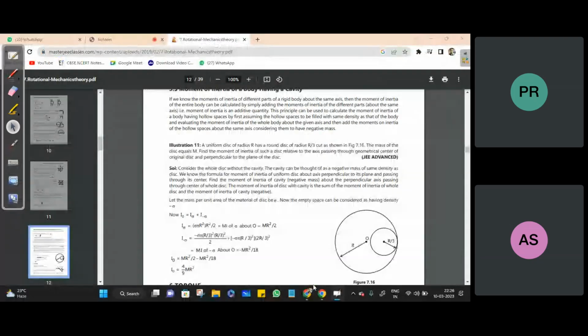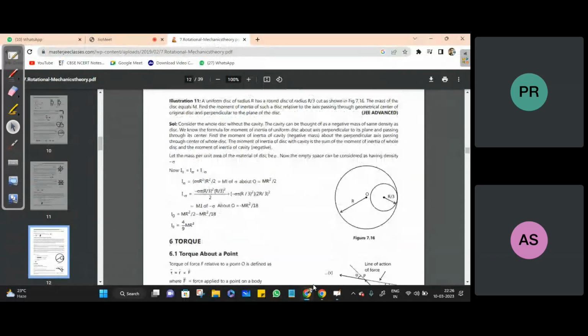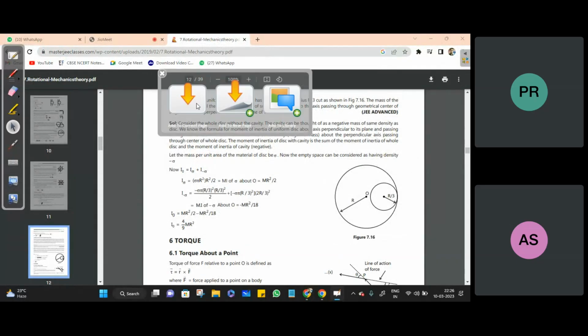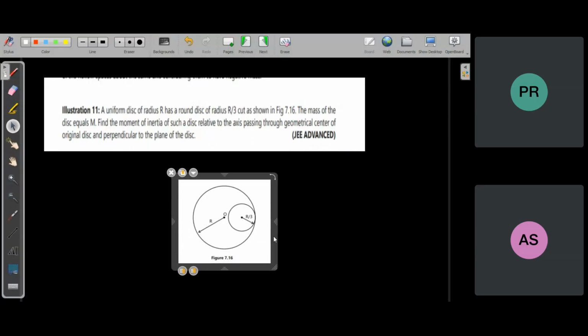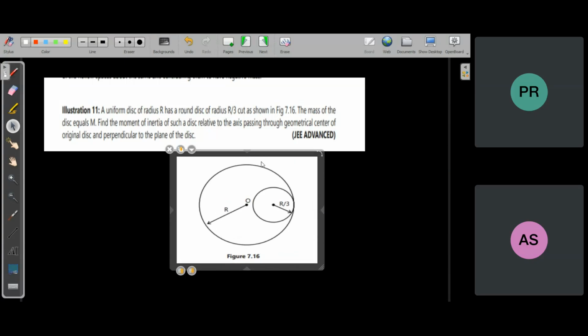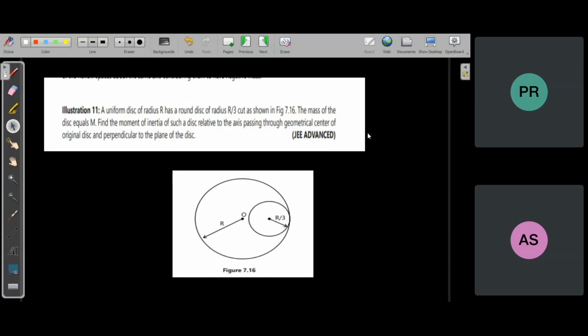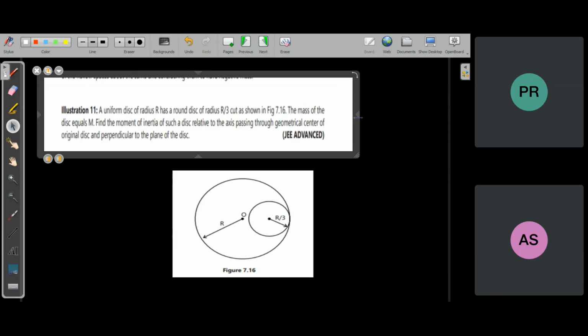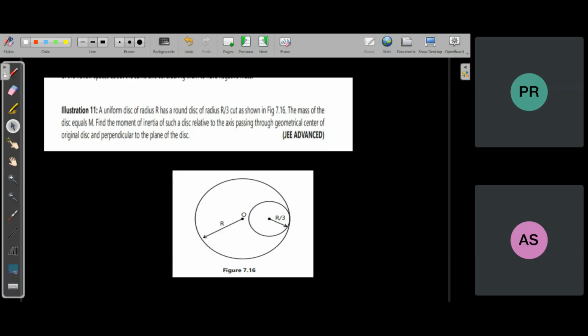In the question, there is a diagram given, so I am adding that diagram also. So this is the diagram, question and diagram. Try it quickly, roughly in your notebook. Just draw the diagram, read the question, see what you have to find, and just do it quickly.